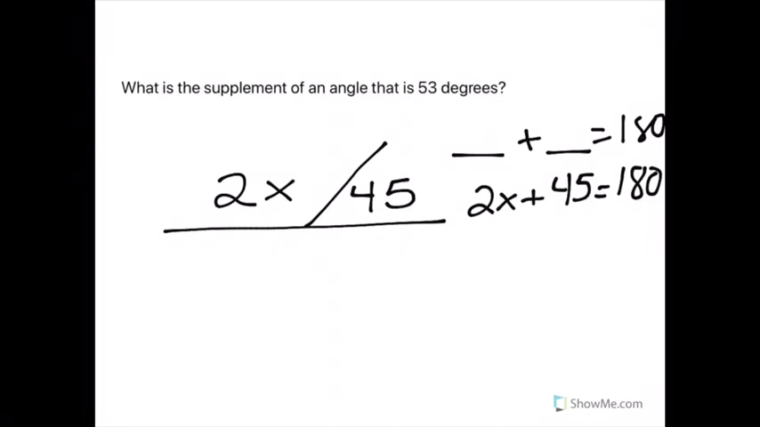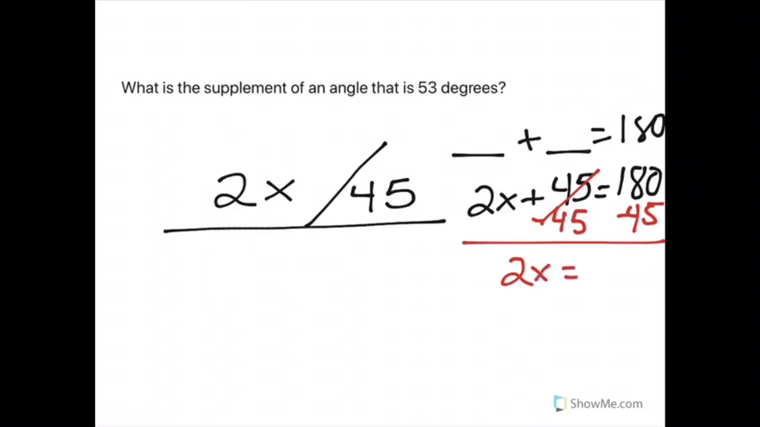Based on our algebraic reasoning, we would subtract 45 degrees from both sides of the equation. We're left with 2x equals 135. Now, we know what this angle is. This entire angle is 135 degrees.